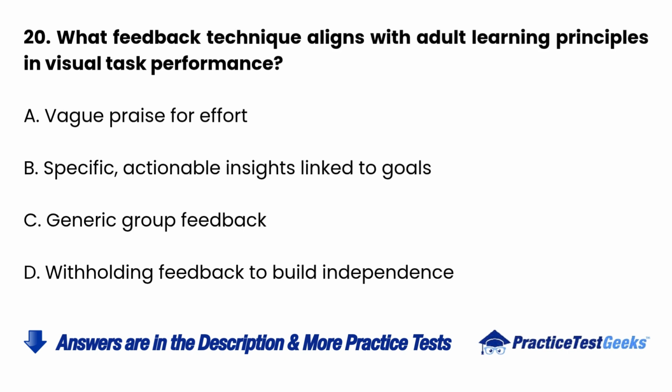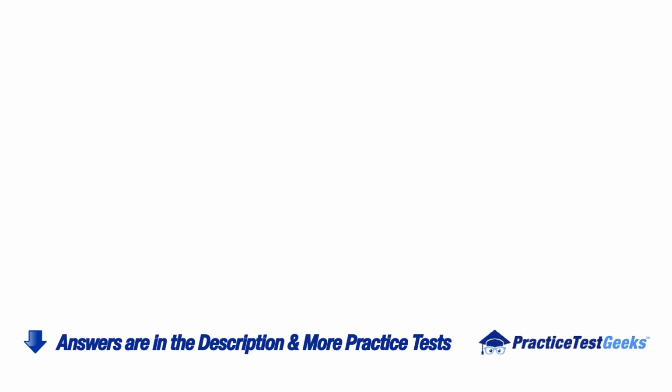20. What feedback technique aligns with adult learning principles in visual task performance? A. Vague praise for effort. B. Specific, actionable insights linked to goals. C. Generic group feedback. D. Withholding feedback to build independence.